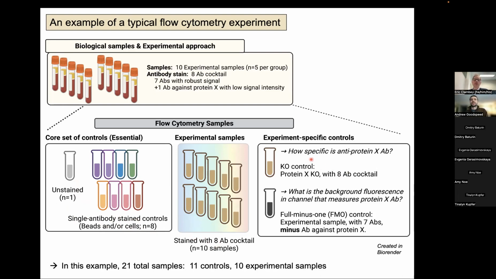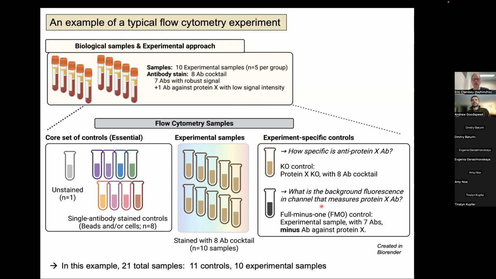For instance, if you want to have confidence that your in-house antibody against protein X is specific, you might stain with a knockout control, right? And so here you would stain with all 8 of the antibodies, but where the cells that are being stained have been genetically disrupted for protein X. Ideally, if your antibody is specific, you will have no antibody binding against protein X in the sample.